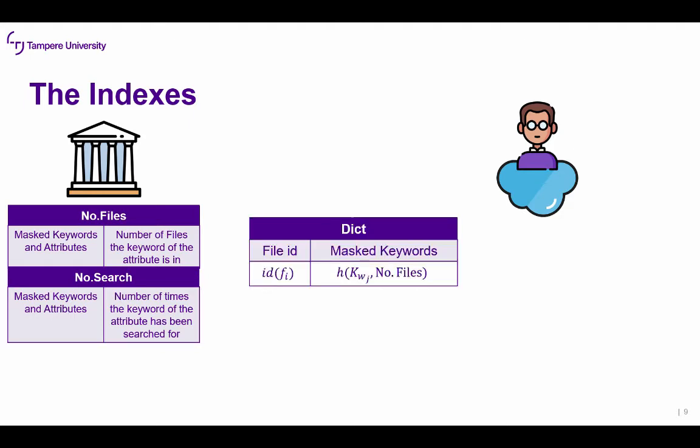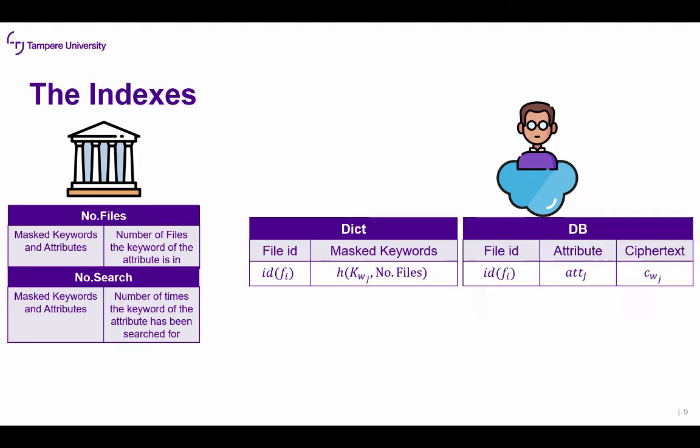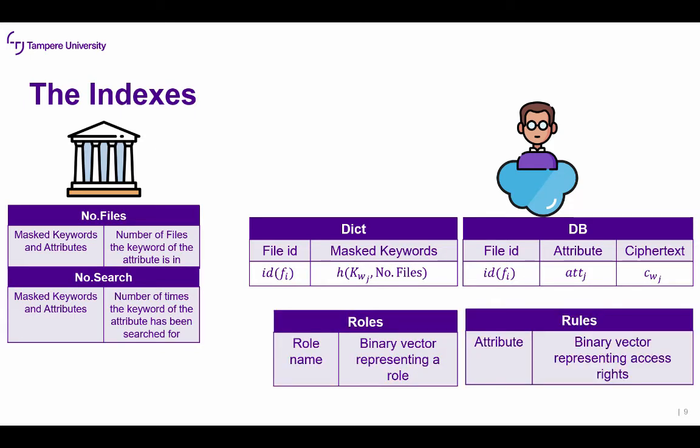Now, on the CSP side, we have the encrypted index, the dictionary, which is a mapping between file identifiers and masked keywords. Then we have the actual database that consists of the file identifiers, the attributes, and the ciphertext of the keywords. And then we have two more tables, roles and rules, that maintain some mappings between roles and some binary vectors, or attributes and binary vectors. And actually, these two tables, roles and rules, help us into achieving the access control that we want.